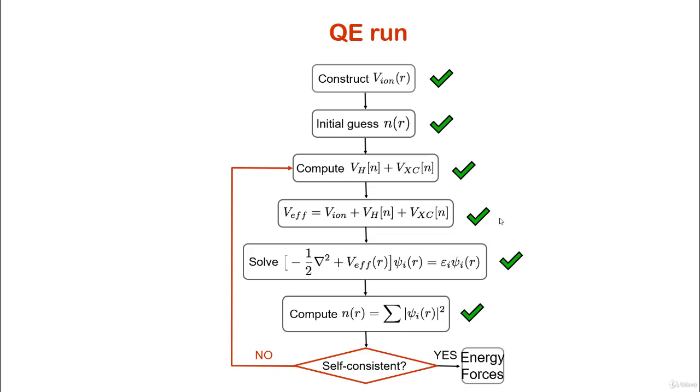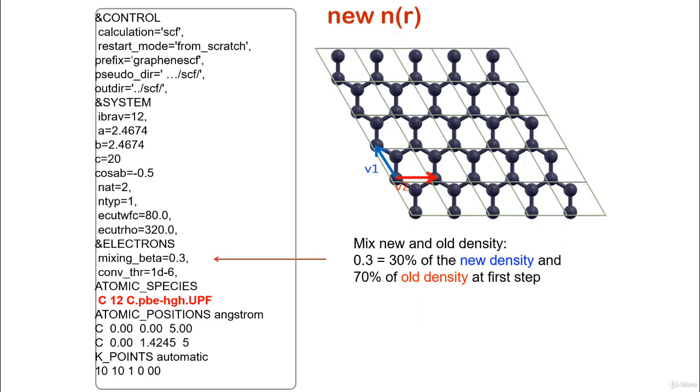You should note that in the flowchart loop, usually the new and old values of charge density are mixed. We control this by the mixing beta parameter. For example, mixing beta equals 0.3 means that 30% of the density is from the new density and 70% is from the old density.